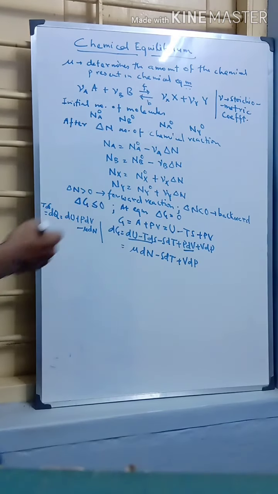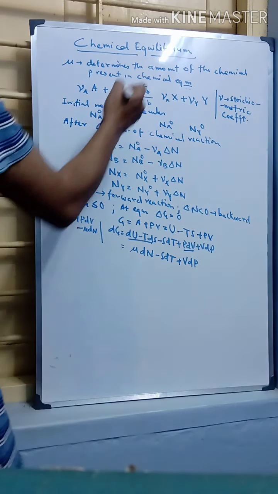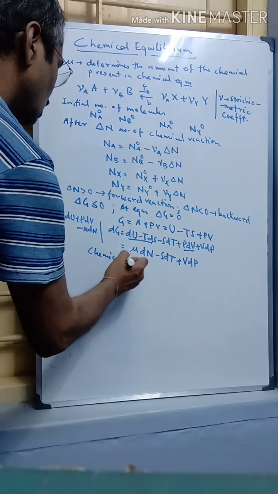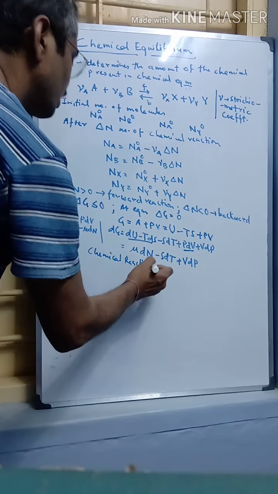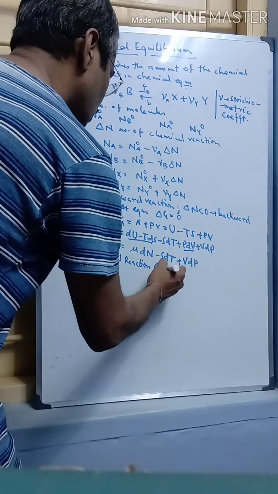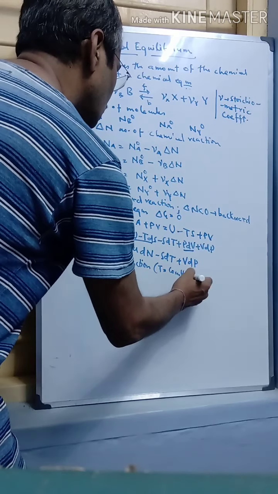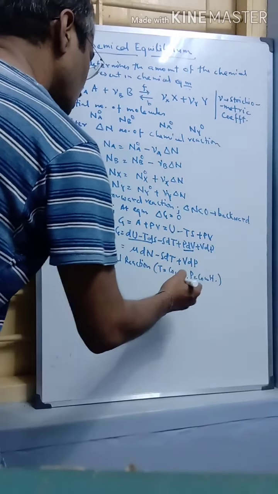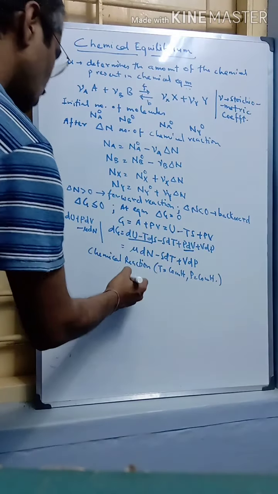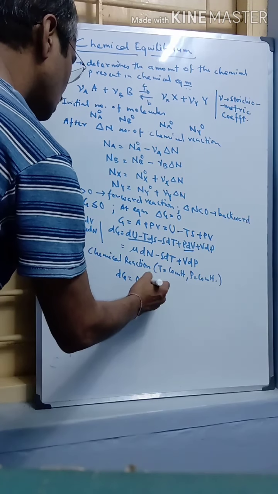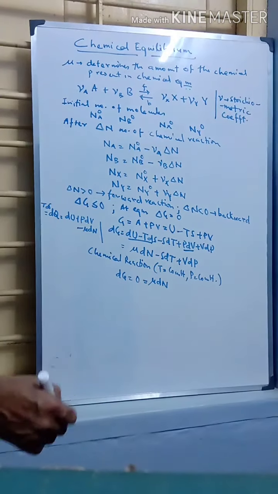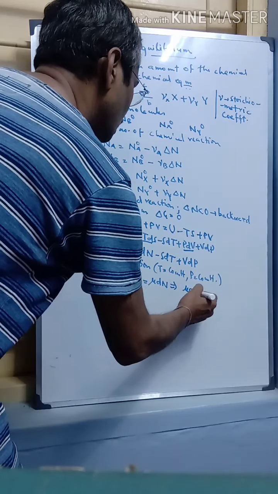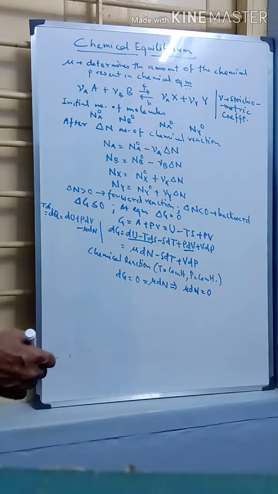The chemical reaction is actually occurring at constant temperature and pressure. Chemical reactions normally occur at room temperature and at 1 atmosphere. So T is constant and P is constant, which is the isothermal isobaric condition, for which dG equal to 0 gives sum of mu dN equal to 0. So we have achieved a condition for chemical reaction, mu dN equal to 0 for all the chemical species.